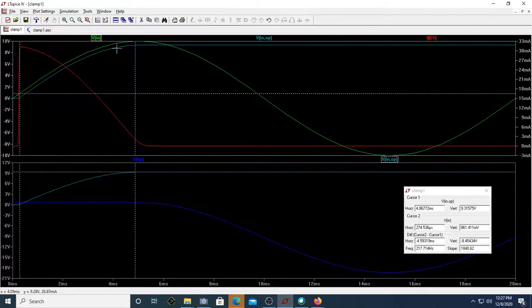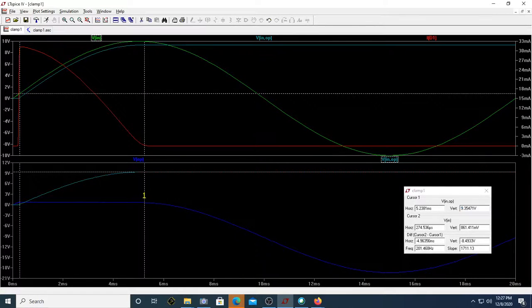So what is Vp now? The peak voltage is 10, Vd on is 0.6 or 0.7. Can you see it is now 9.3, which is 10 minus 0.7. The capacitor has reached its maximum peak, which is nothing but Vp minus Vd on. Till this point the diode is on.